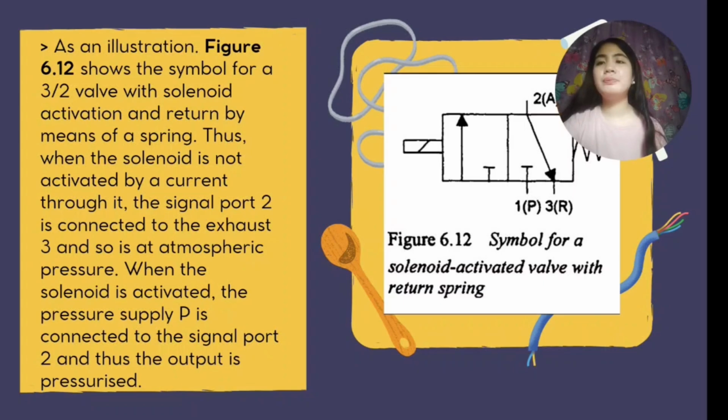As an illustration, figure 6.12 shows the symbol for a 3x2 valve with solenoid activation and return by means of a spring. Thus, when the solenoid is not activated by the current through it, the signal port 2 is connected to the exhaust entry so it has atmospheric pressure. When the solenoid is activated, the pressure supply P is connected to the signal port 2 and thus the output is pressurized.